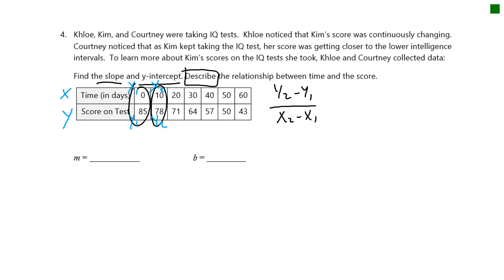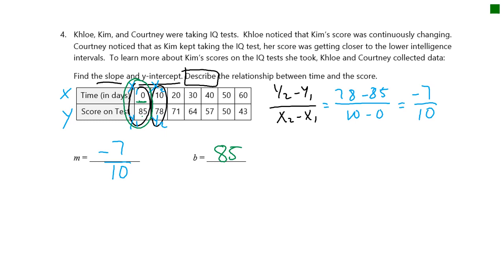All you have to do is plug into my equation. Y2, 78, minus 85 over 10 minus 0. 78 minus 85 gives me negative 7. 10 minus 0 gives me 10. Can I divide that? Nope, I can't divide it. It stays the same, negative 7 over 10. So there you go. I found my slope. B, how do I find the y-intercept? The y-intercept is when x equals 0. When x equals 0, I have my y. Here's my 0 for x, and my y is 85, so that's my y-intercept.